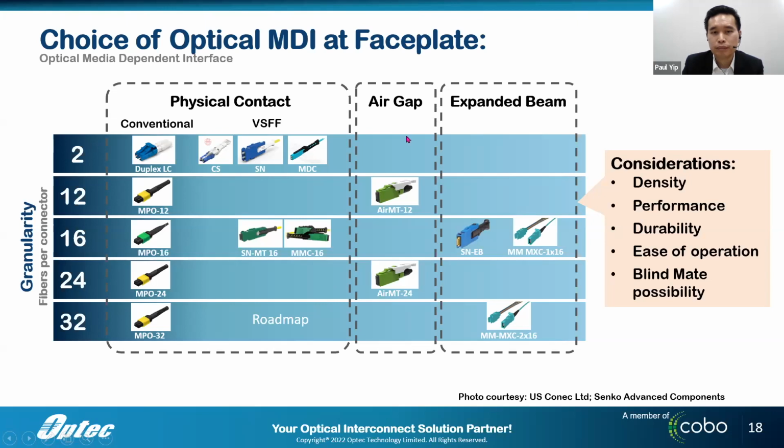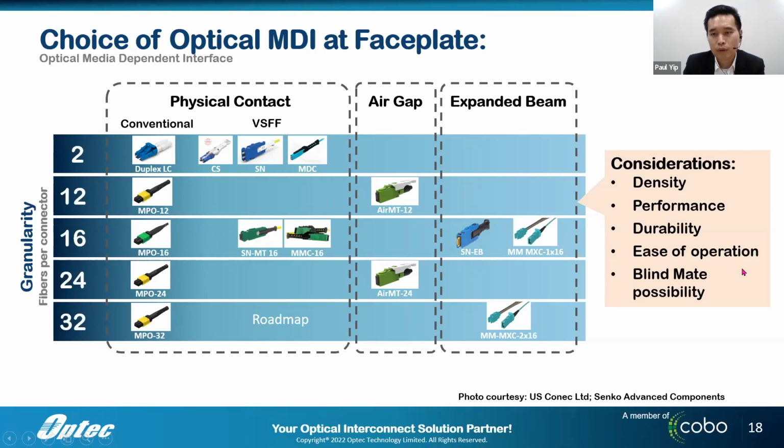The second is the air gap. AMT by Senko can facilitate this, and other brands in the market are also available. Then expanded beam. We see US Connec's MXC connectors have a long history, and single mode is coming. On the other hand, we have Senko's SN-EB connectors available in the market.